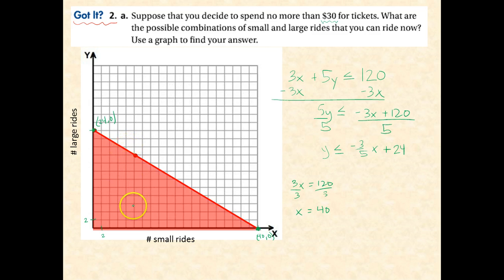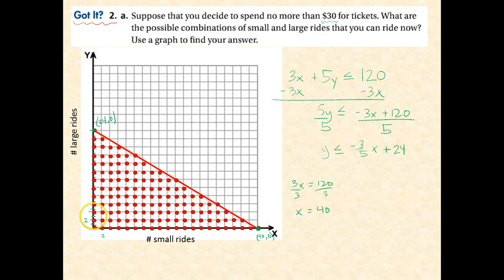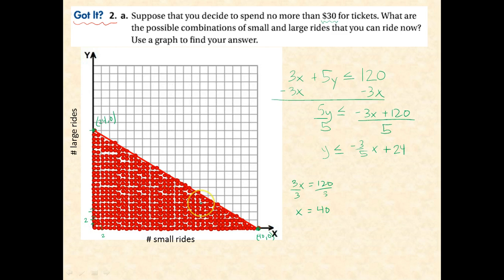And then we think, all right, we're shading underneath, but it's not everything. It's only the integer values. So, but now there's integer values in between here too. 1, 2, 3, 4. So we're just going to have a bazillion little dots representing each x and y value of small rides and big rides. So there you go.